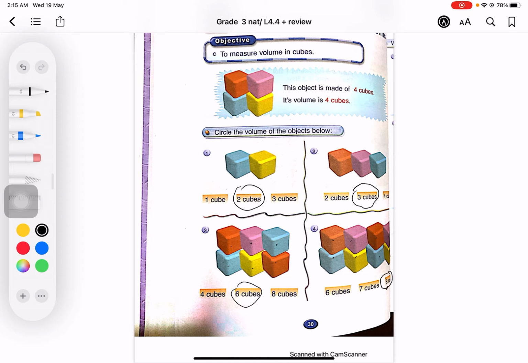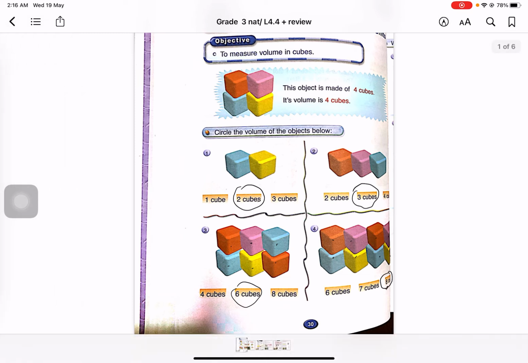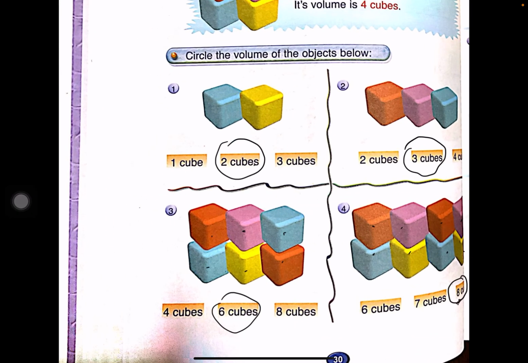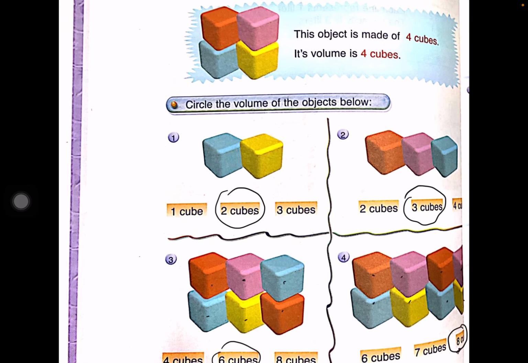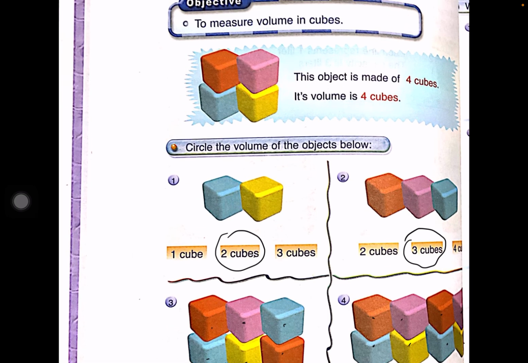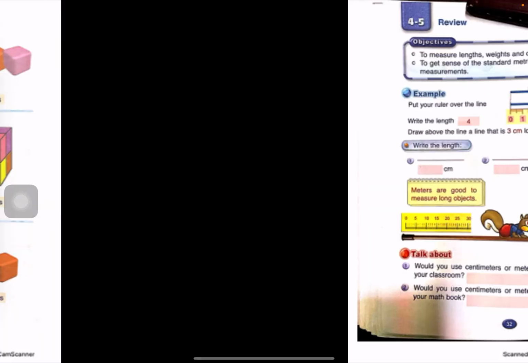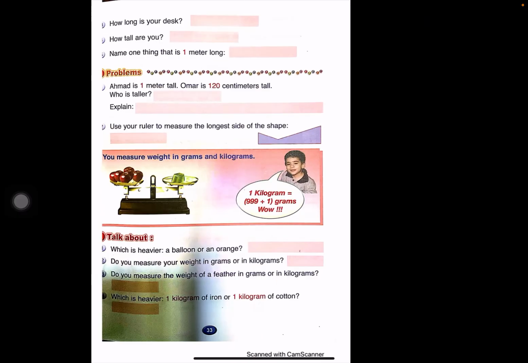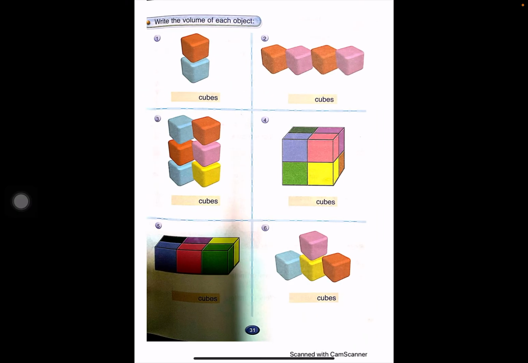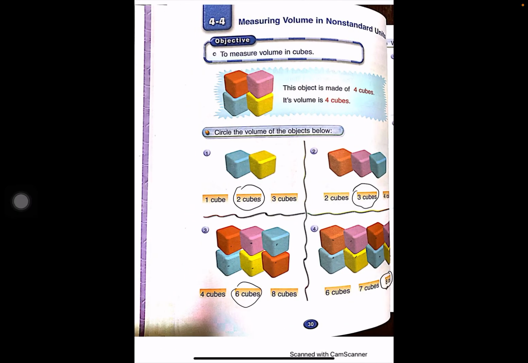How much is the volume of this one? 1, 2, 3, 4, 5, 6. It is 6 cubes. And of course, question 4, how many? 1, 2, 3, 4, 5, 6, 7, 8. So it is what? It is 8 cubes. It's here, 8. You can't see it clearly, but it is here.